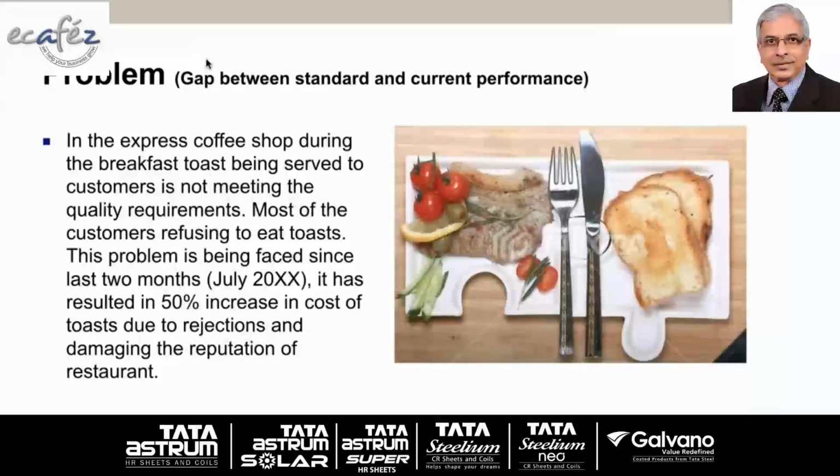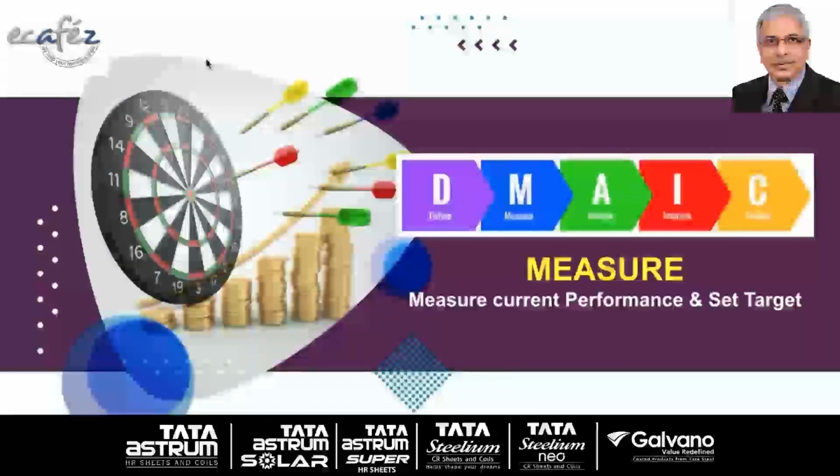So what is the problem? At the Express Coffee Shop, during the breakfast, toast being served to customers is not meeting the quality requirement. Most of the customers are refusing to eat toast. This problem has been faced for the last 2 months. It has resulted in a 50% increase in the cost of toast due to rejection and damaging the reputation of the store. So it's very important to define the problem properly. So this definition gives a clear picture of the problem. Now the next comes the measure phase.